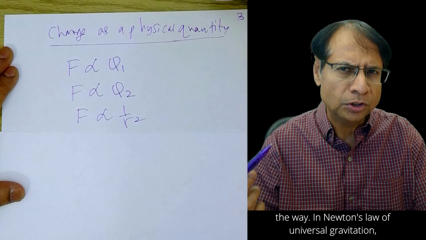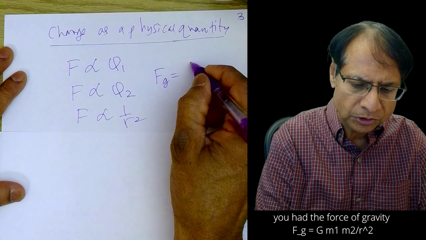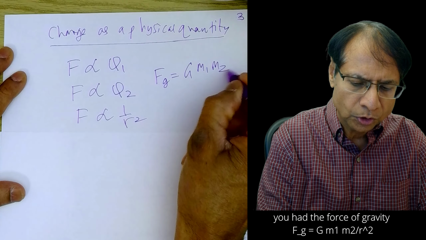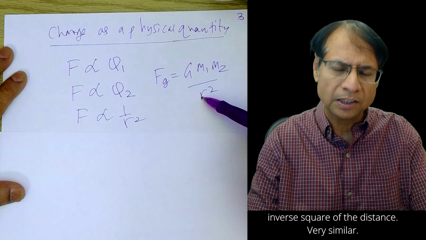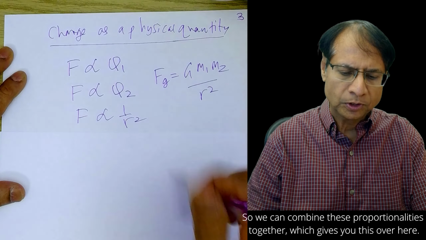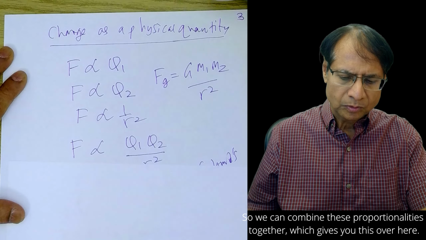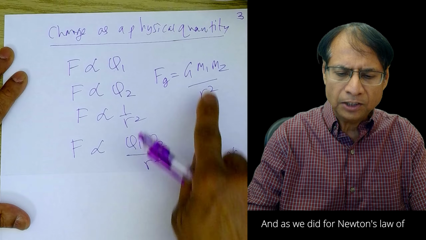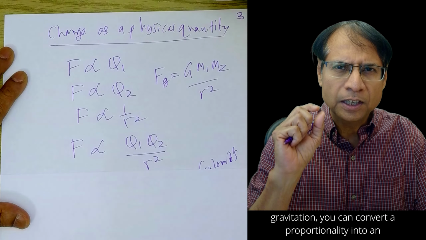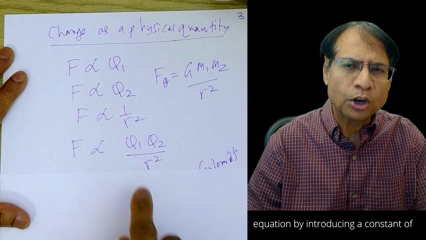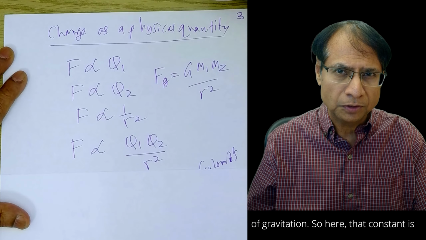In Newton's law of universal gravitation, you had force of gravity is equal to G m1 m2 over r squared. So it's proportional to the first mass, the second mass, and the inverse square of the distance. Very similar. So we can combine these proportionalities together, which gives you this over here. And as we did for Newton's law of gravitation, you can convert a proportionality into an equation by introducing a constant of proportionality. In Newton's case, that was G, the constant of gravitation.